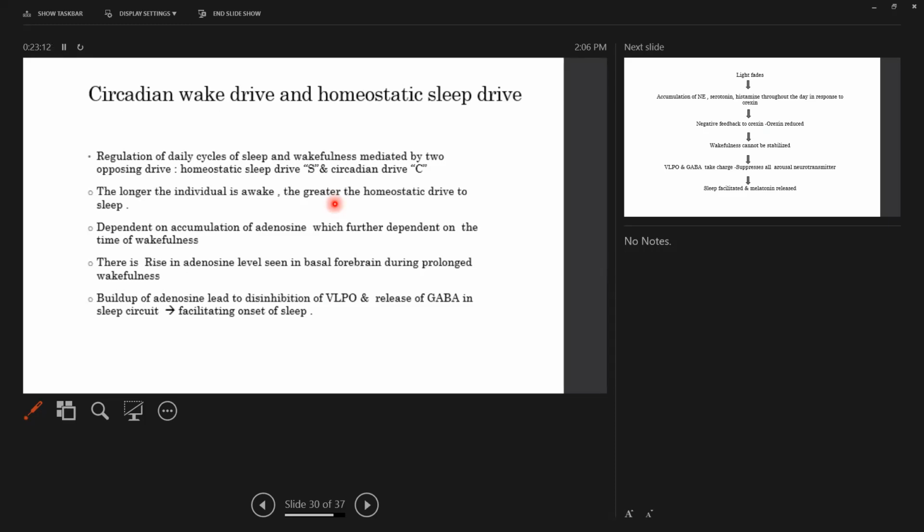So the longer we are awake, we are awake during the whole day, so fatigue sets in, and there is also accumulation of adenosine. So at the end of the day, when the adenosine levels are very high, adenosine leads to disinhibition of VLPO and release of GABA, which promotes sleep.